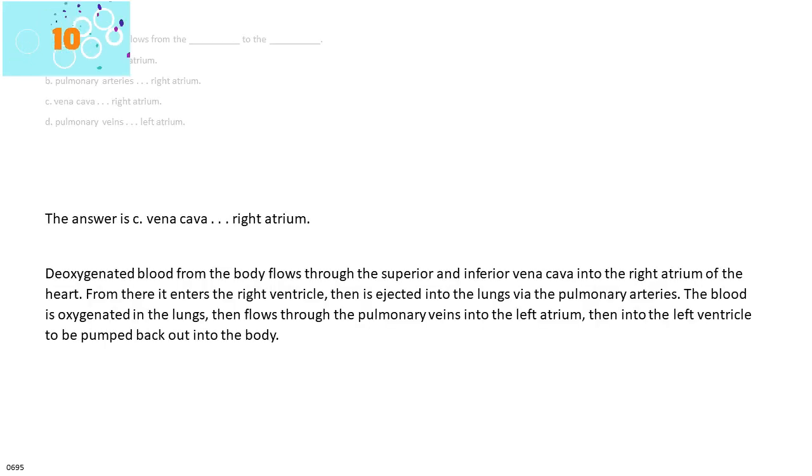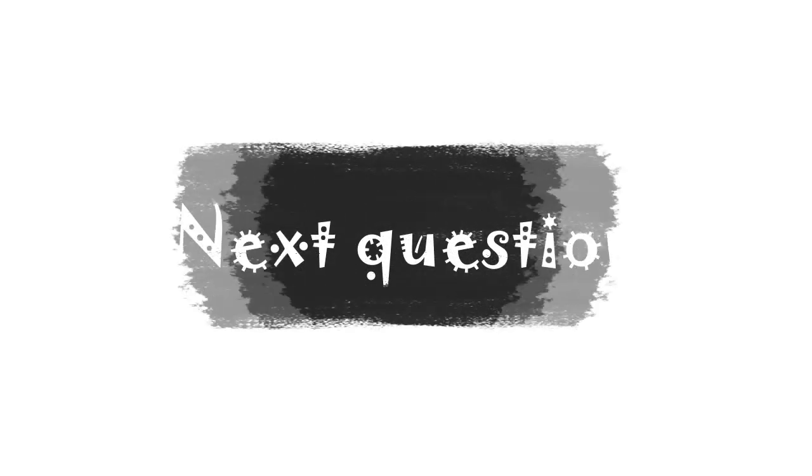The answer is C. Vena cava. Right atrium. Deoxygenated blood from the body flows through the superior and inferior vena cava into the right atrium of the heart. From there it enters the right ventricle, then is ejected into the lungs via the pulmonary arteries. The blood is oxygenated in the lungs, then flows through the pulmonary veins into the left atrium, then into the left ventricle to be pumped back out into the body.